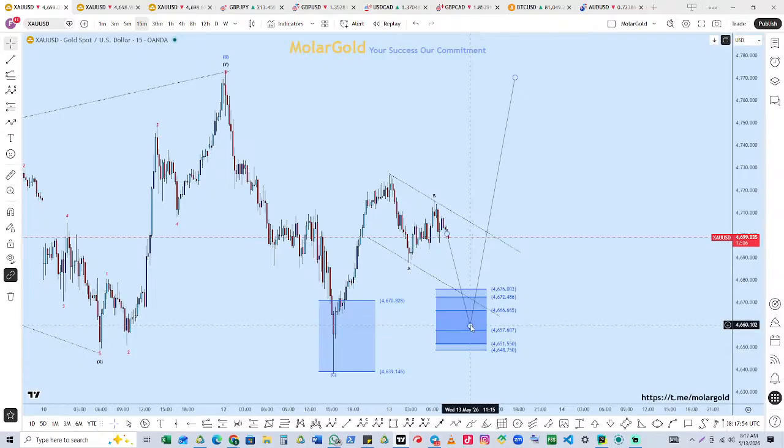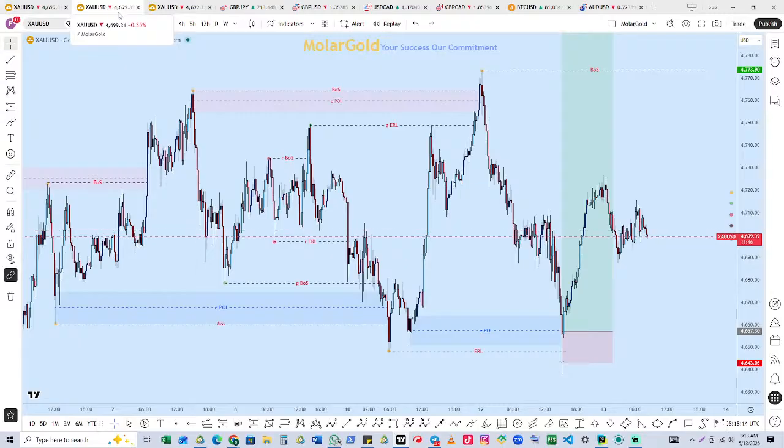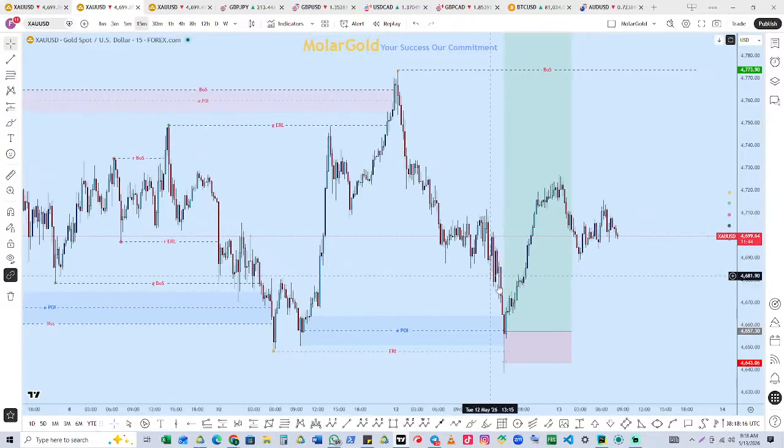So price can get into these areas before taking the move to the upside. At this point, we have this area for price to make the move. Now that we have an idea of what really is happening, let's get into the SMC. So in the SMC, this is what really happened.